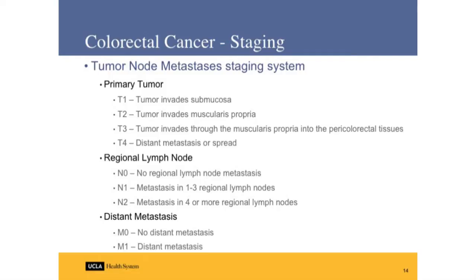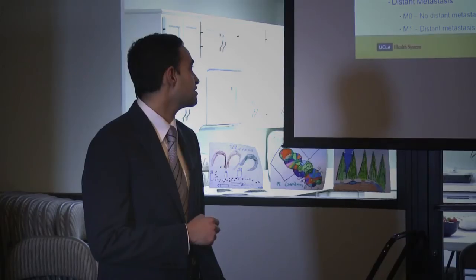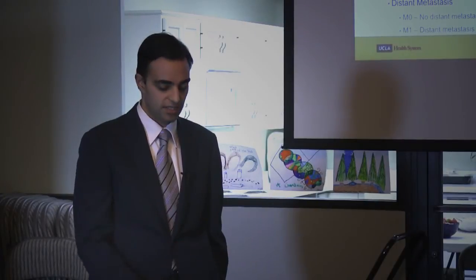And then regional lymph node is the node component. N0 means there are no lymph nodes involved. N1 means 1 to 3 lymph nodes are involved. And then N2 is 4 or more regional lymph nodes. And then distant metastases: M0 means no distant metastases, and M1 is distant metastases. So oftentimes when we describe a tumor, we'll say T2, N0, M0. We'll refer to it like that.